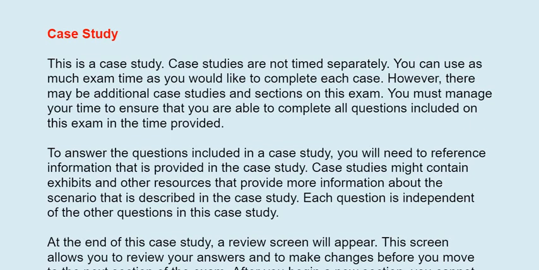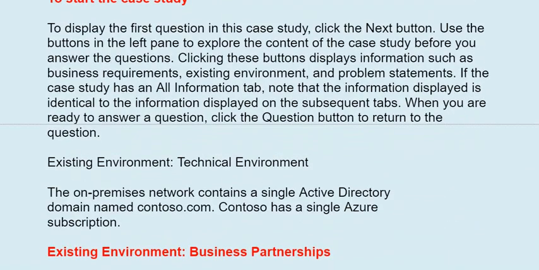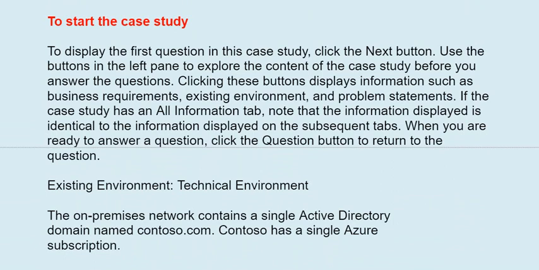Each case study might contain exhibits and other resources that provide more information about the scenario that is described in the case study. Each question is independent of the other questions in this case study. At the end of this case study, a review screen will appear. This screen allows you to review your answer and make changes before you move to the next section of the exam. After you begin a new section, you cannot return to this section. To start the case study, to display the first question in this case study, click on the Next button.